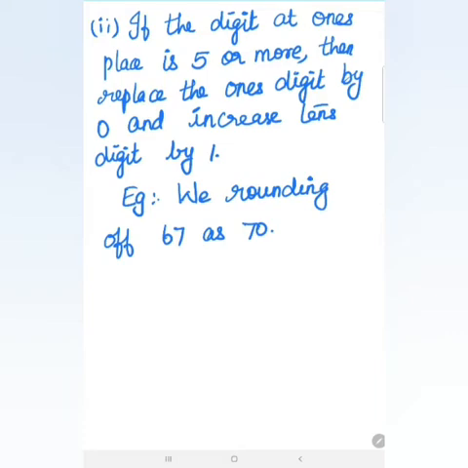So once again I repeat this point. If the digit at the ones place is 5 or more, then replace the ones digit by 0 and increase the tens digit by 1. Here we are rounding off 67. The 7 is greater than 5, so to the nearest 10 we can write it as 70. Let us see other examples also.